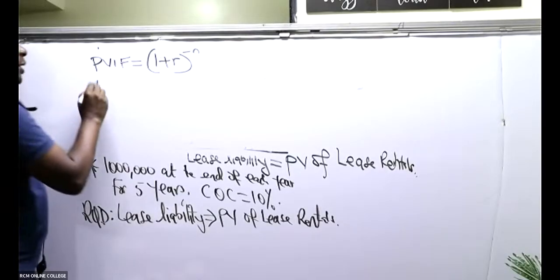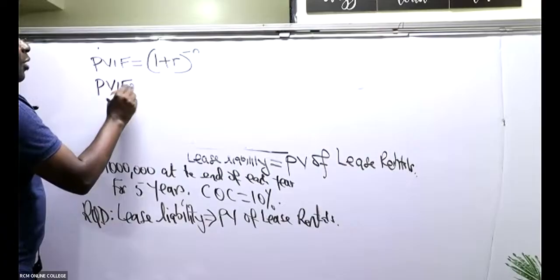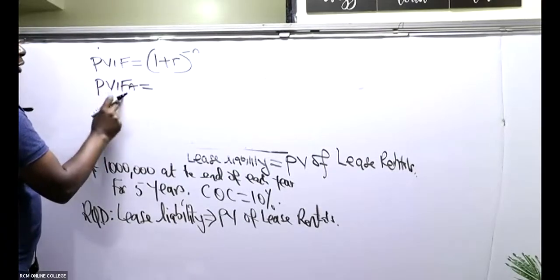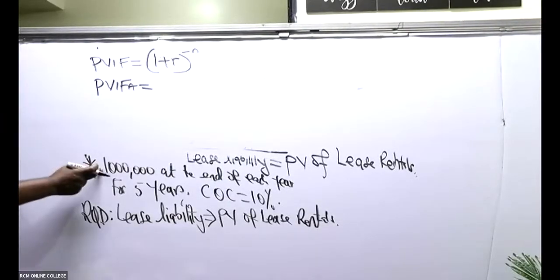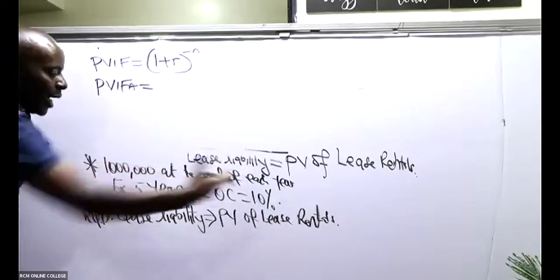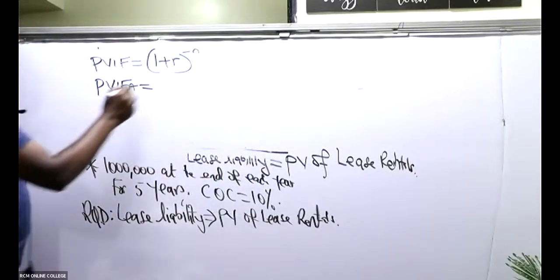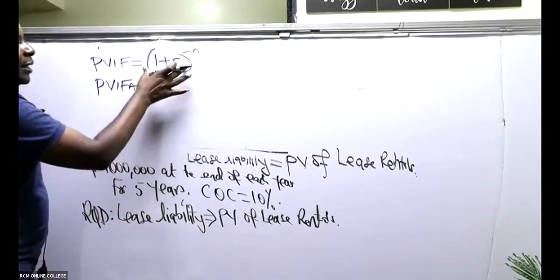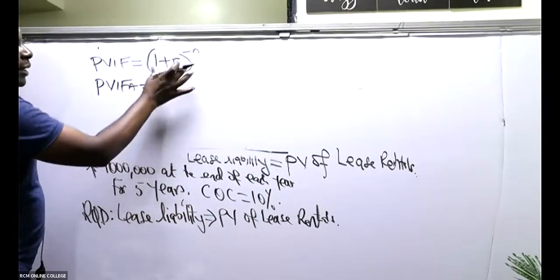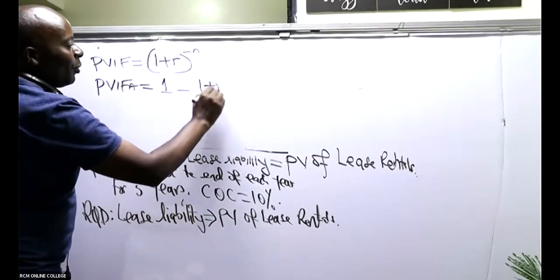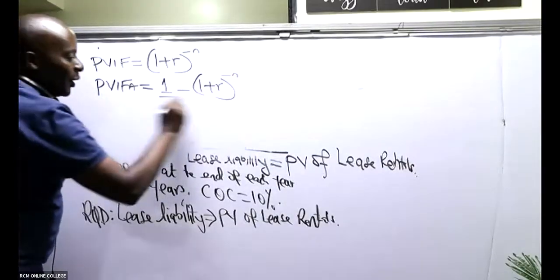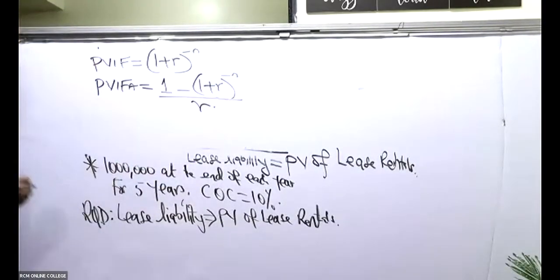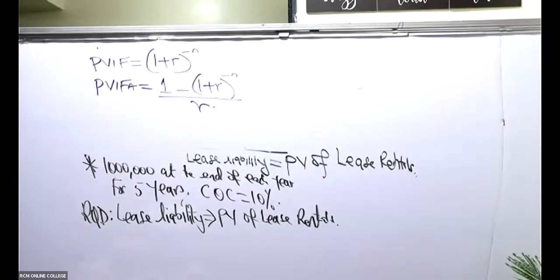How about in this case PVIFA, the present value interest factor of an annuity? Like now, this is $1 million every year. So it's an annuity. If it's an annuity, we shall take 1 minus this simple formula. Our simple formula is 1 plus R raised to negative n, and then everything is divided by R.